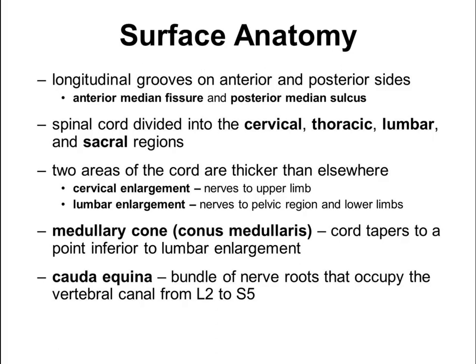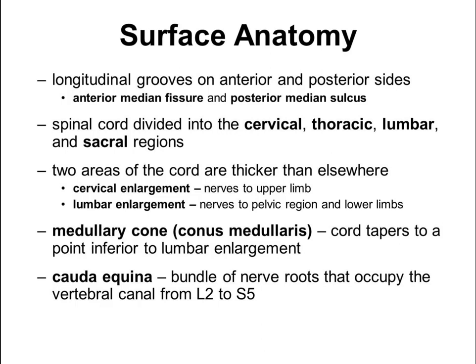So two areas of the cord are thicker than anywhere else. There is a cervical enlargement, which is the nerves to your upper limbs, your arms. And there is a lumbar enlargement, which are the nerves to the pelvic region and lower limbs.